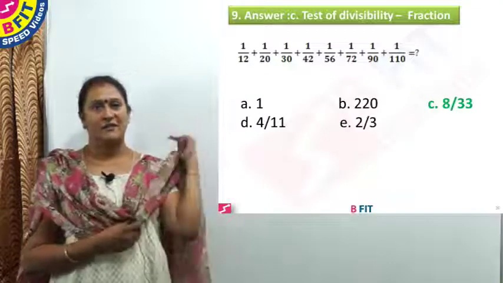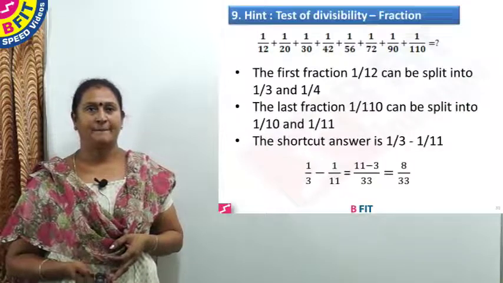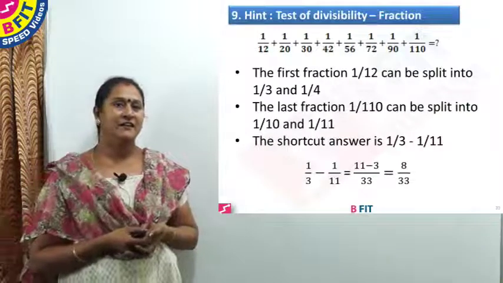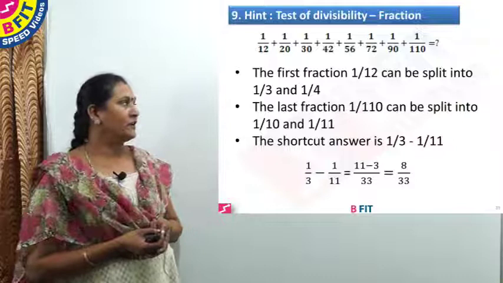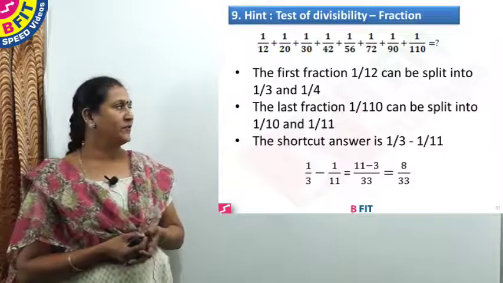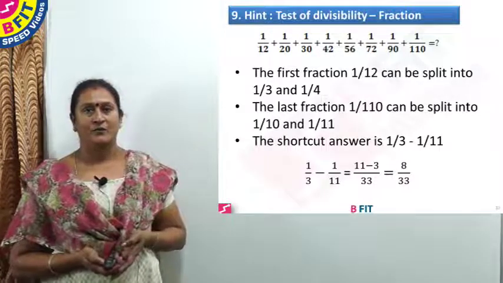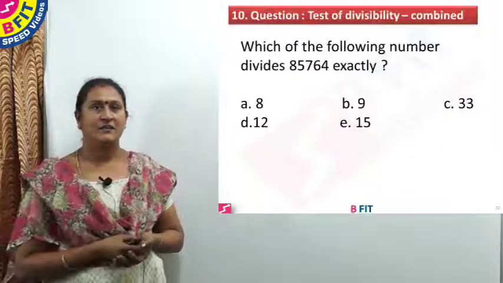And the answer for question number 9 is option C, 8 by 33. The hint here is that the fraction 1 by 12 is split into consecutive products, the fraction 1 by 3 minus 1 by 4. So we'll see the next question.